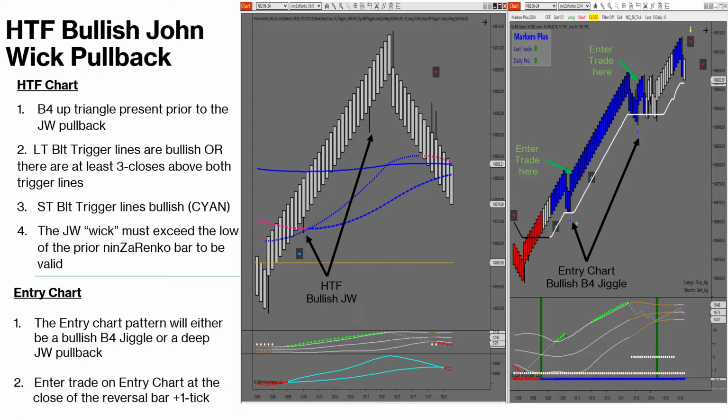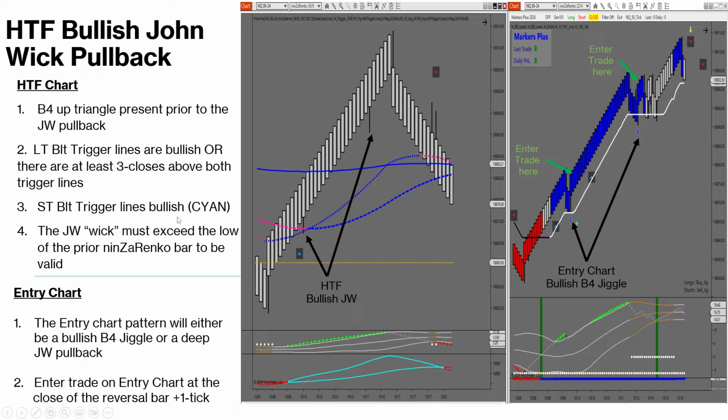All right, for the bullish John Wick to be valid, we need to have a B4 up triangle prior to the John Wick forming. Long-term trigger lines need to be bullish, or there need to be at least 3 closes above both of the lines. So we've got 1, 2, 3, 4, 5 above, and we've got the up triangle. So we're good to start looking for a potential trade.